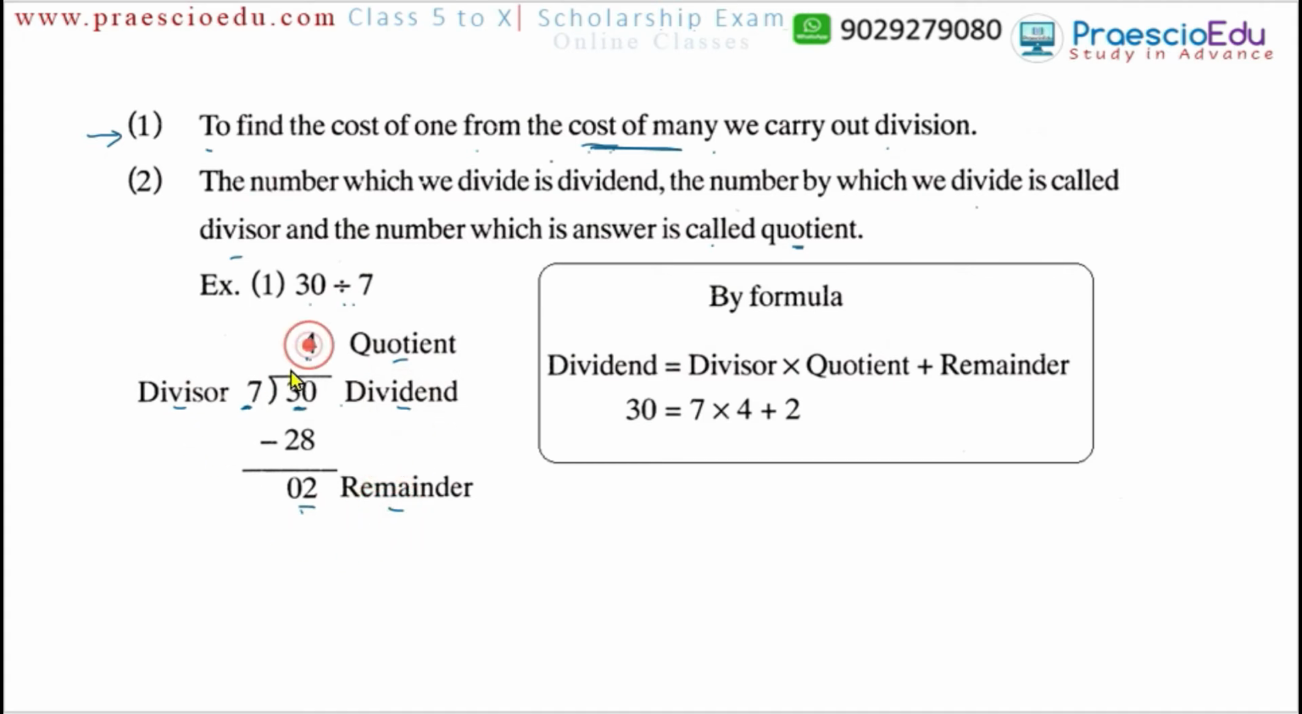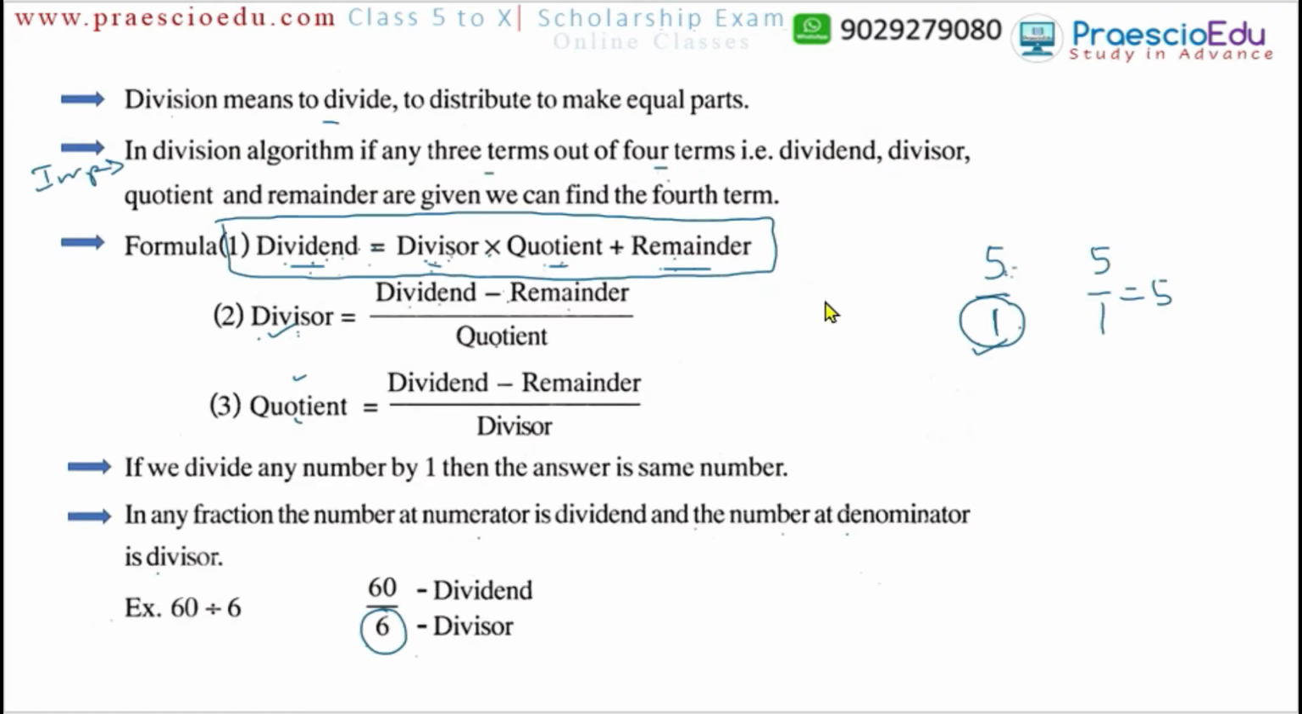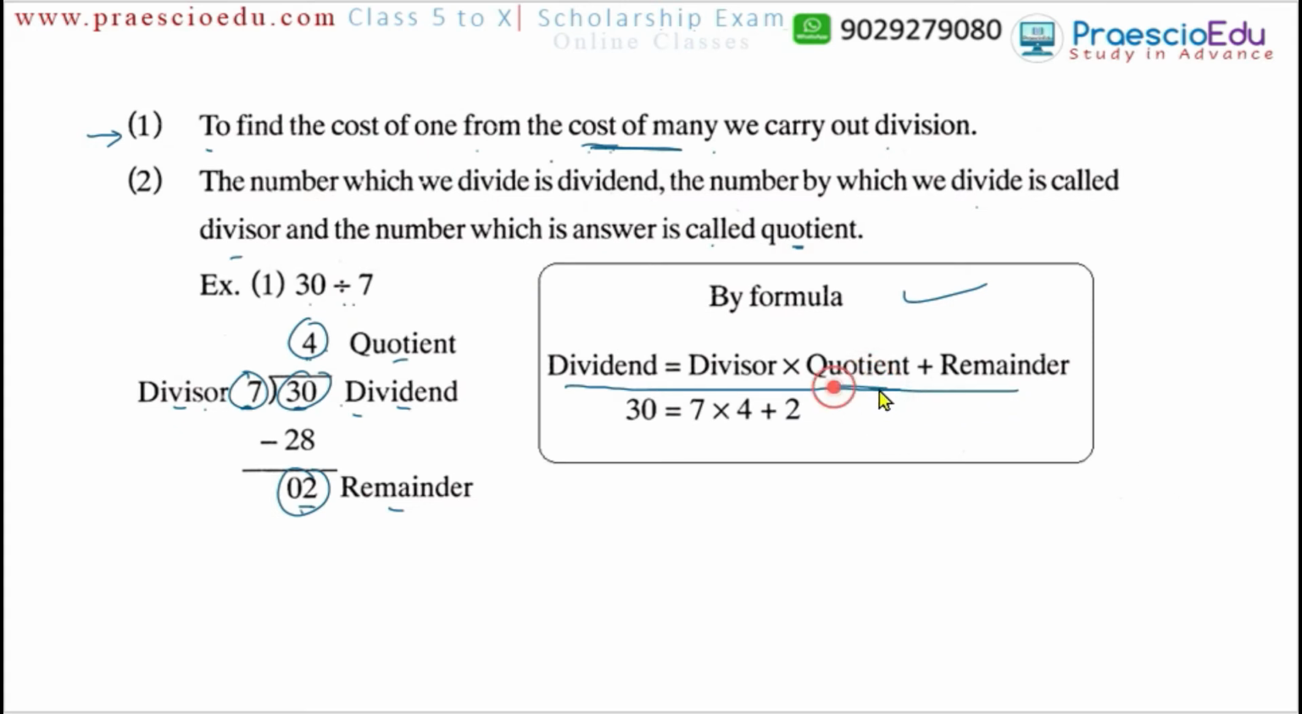Out of these four terms, if we know any three, then we can find the other. So dividend is equal to divisor multiplied by quotient plus remainder. This is a very important formula. Always remember it, the same one we already saw in this slide. On this basis we will solve some examples.